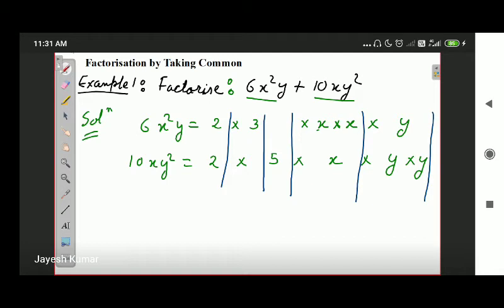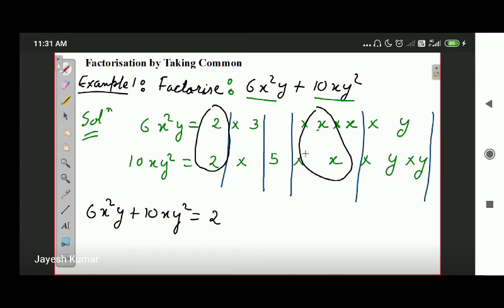So what we do is we try to find out the HCF, something like we are finding out the HCF. So we will see what is common to both the groups. So we'll write it as 6x square y plus 10xy square. What is common to both the groups? 2 is present in both the expansions, so I will write 2 outside. 3 is not present. 5 is not present. Then we have 1 x present in both the expansions, and 1 y is present.